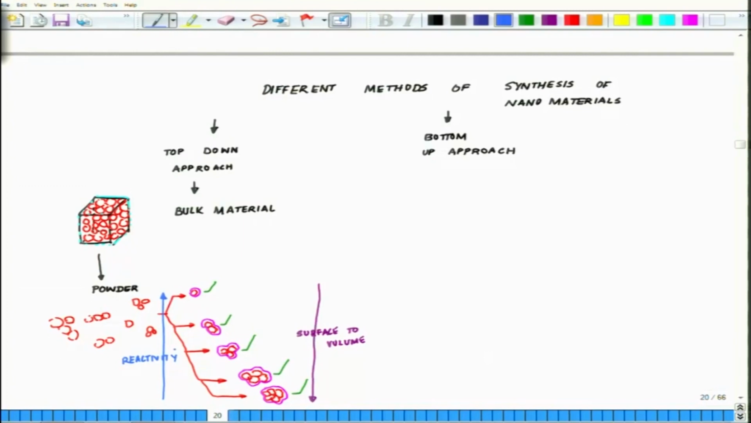So this is a top-down approach where you take a bulk material, grind it by different techniques and bring it to the atomic resolution. Whereas on the other hand, if you follow a bottom-up approach, what you do here is you are already having small moieties like this in the form of salts, in the form of gels and whatsoever. So you're having the atoms and the molecules at your disposal.